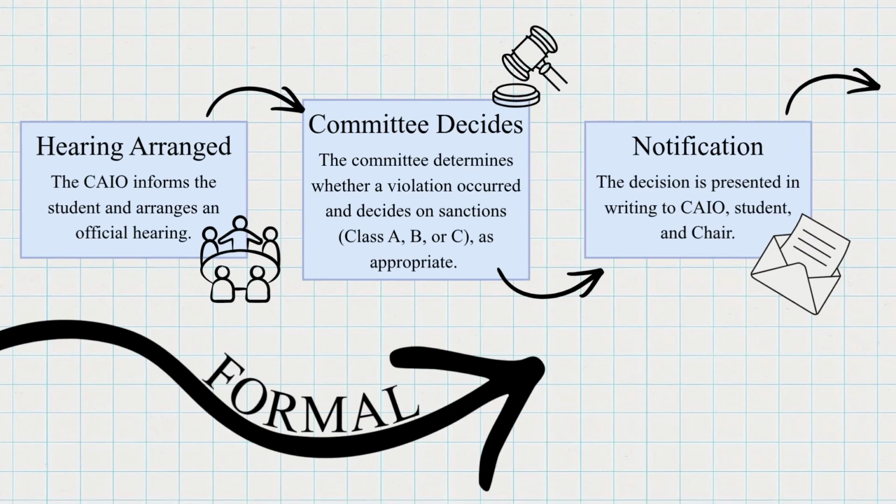The formal resolution involves the CAIO informing the student and arranging an official hearing. The committee decides if a violation occurred and determines appropriate sanctions. The decision is presented to the CAIO, student, and chair in writing.